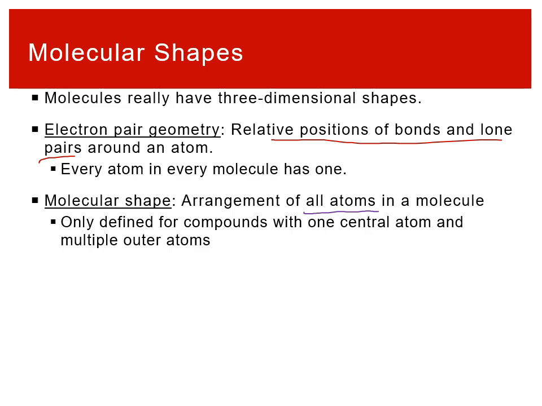When we're talking about molecular shapes, when you start to get into bigger molecules, the shapes will become really complicated, and it's not really common to describe the shape. That's why we use the electron geometries. So instead, these molecular shapes are really only going to be defined for compounds with one central atom and then multiple outer atoms. Those are the kinds of molecules that we have our procedure to draw Lewis structures for.